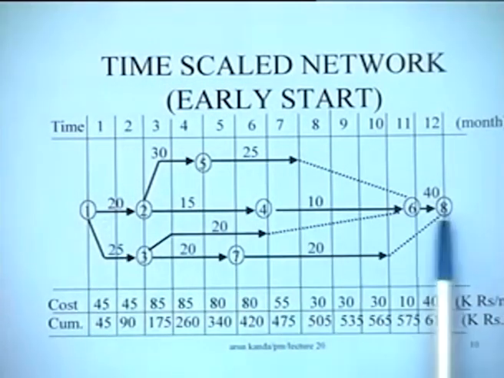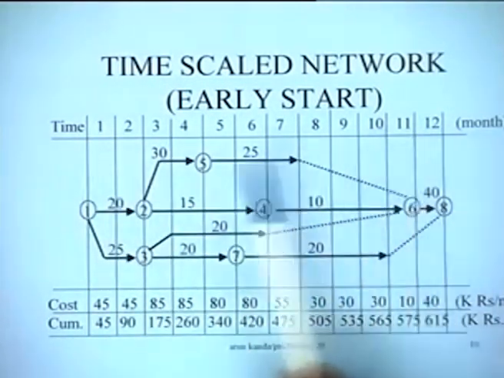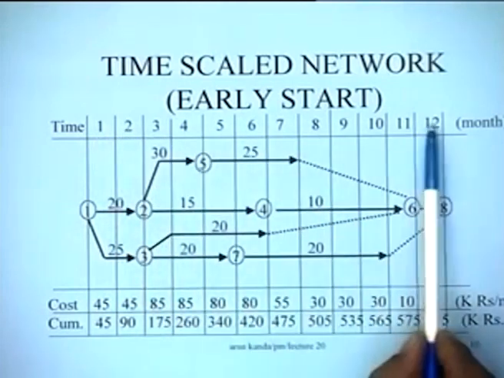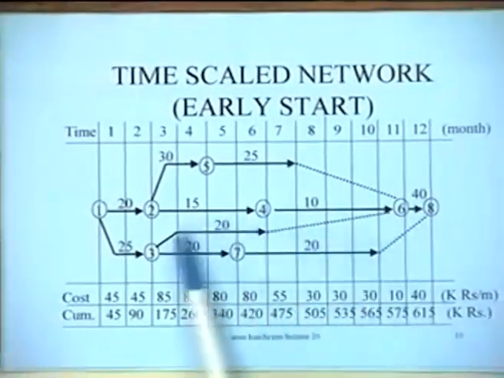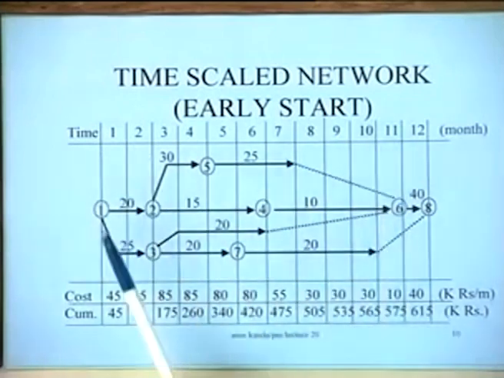You find there are 8 nodes in the network. This is a time scale network, right? So this is the first period, second period, and so on. There are 12 months in the project. This project lasts 1 year, 12 months.